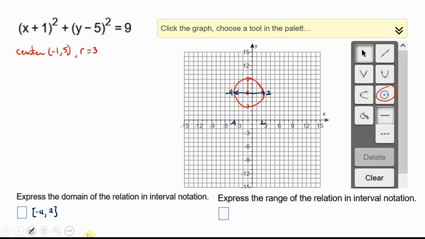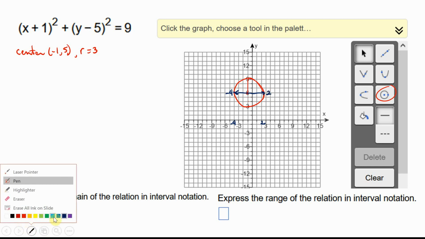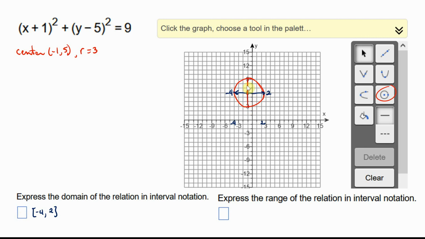Now for the range, I'm looking up and down. I'm looking this way, the furthest point up and then the furthest point down. So this was 1, 2, that's 3 for y, and then this is 6, 7, 8, 9. So the range values would go from 3 to 9. Does that make sense?